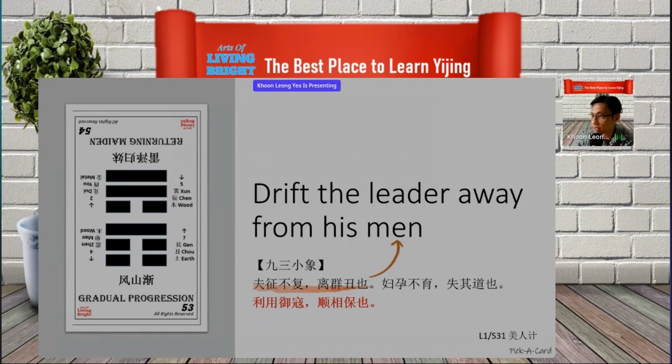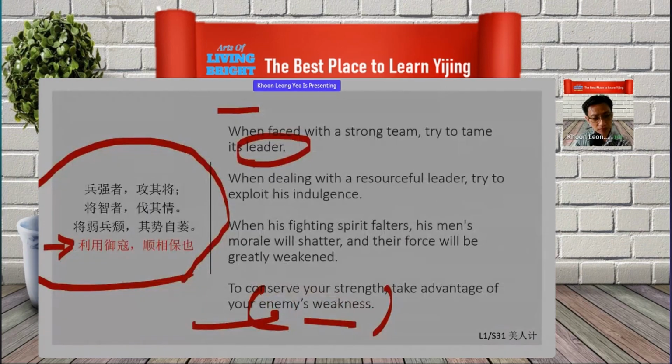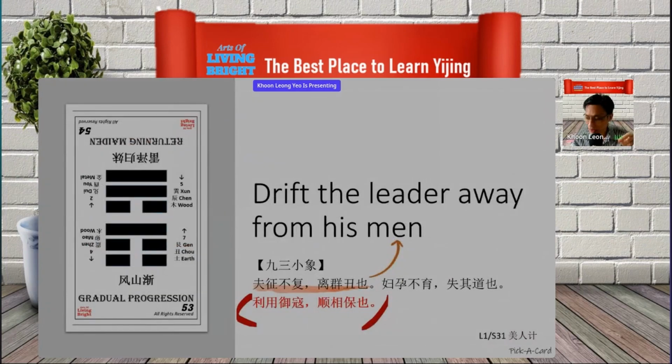Line 3 小象 says that 夫征不复，离群丑也。妇孕不育，失其道也。利用御寇，顺相保也. See this red color? It rhymes here. So we have every reason to believe that the very first person who got inspired to come up with this 美人计 could have obtained this 风山渐 hexagram, and then reading all the 爻辞 or the 小象, especially when he hit upon line 3 小象, it gave him the inspiration to say, oh, 夫征不复，离群丑也.